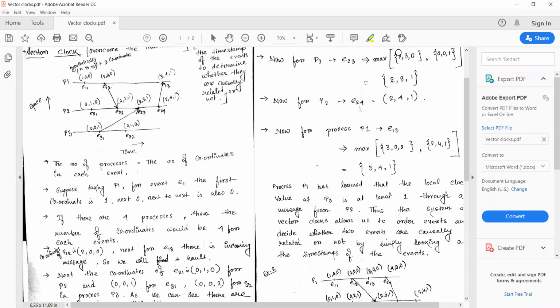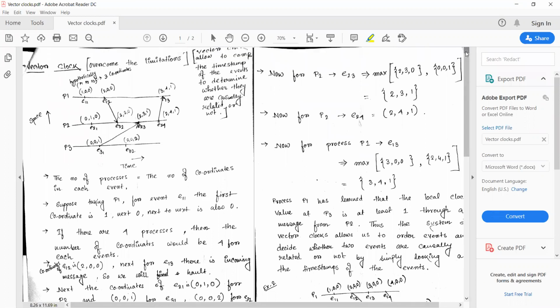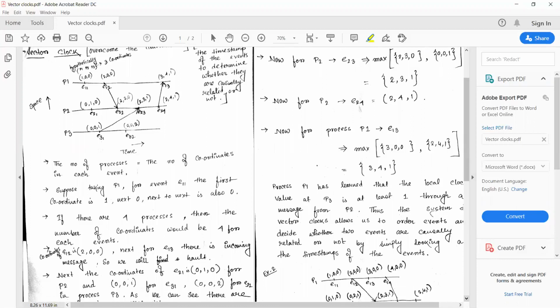In the last class, we learned about Lamport's logical clock and its limitations. Today we will learn how to overcome these limitations. To overcome them, we learn the vector clock. It allows us to compare the timestamps of events to determine whether they are causally related or not. We will learn this with the help of an example.